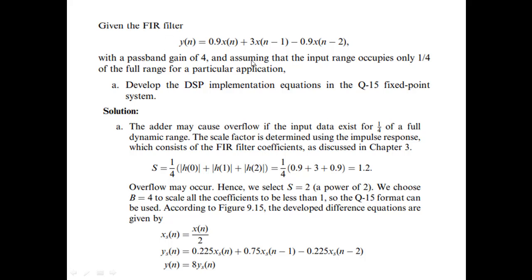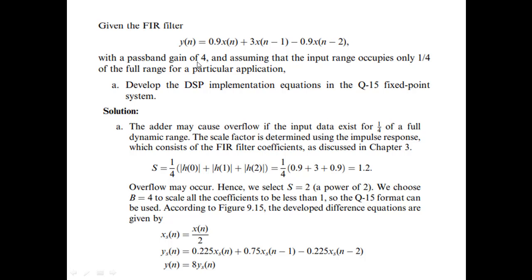To represent an FIR filter in a fixed point system, we have a difference equation. We have an FIR filter which is represented in terms of a difference equation, something like this: y of n is equal to 0.9 times x of n plus 3 times x of n minus 1 minus 0.9 times x of n minus 2.